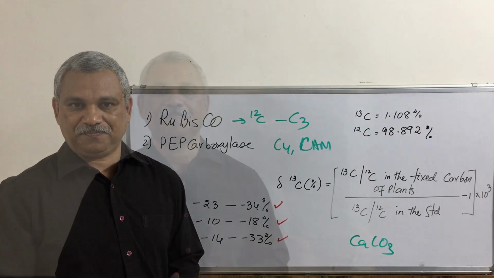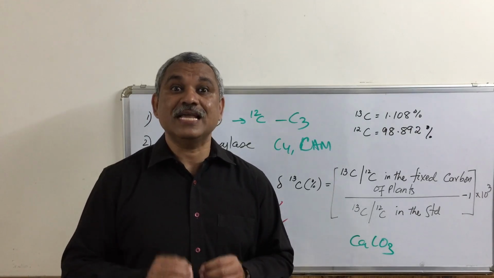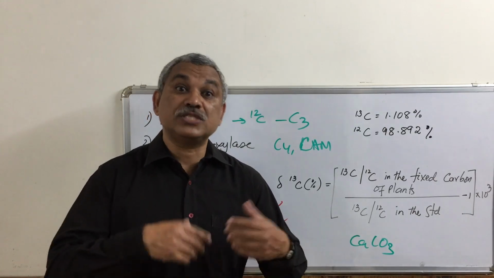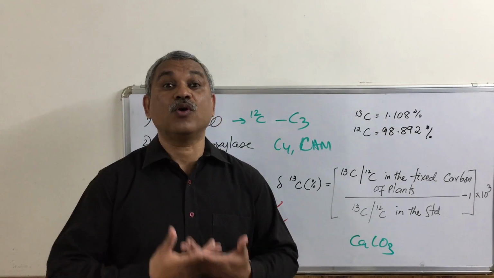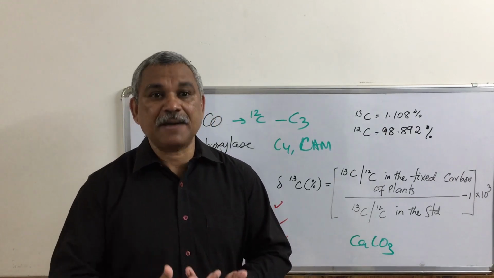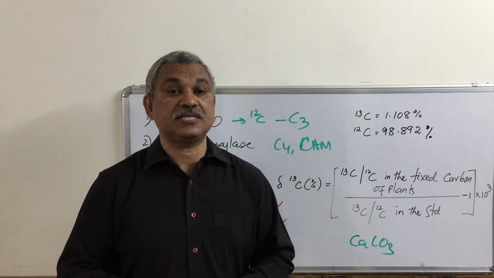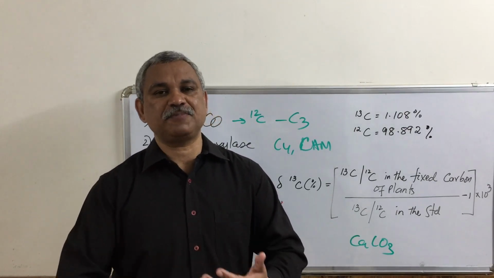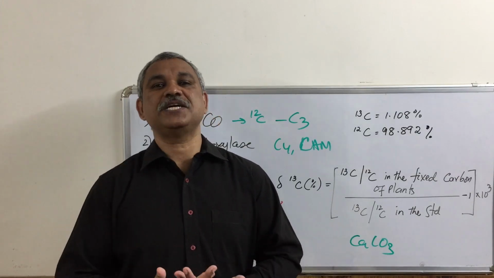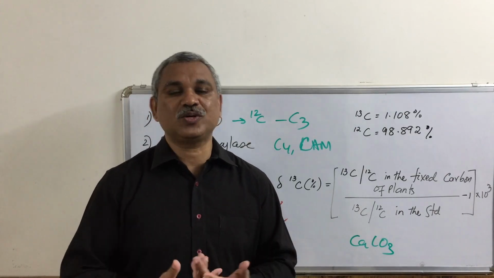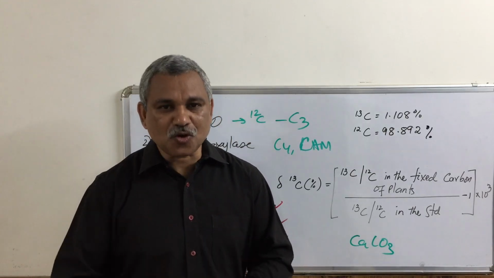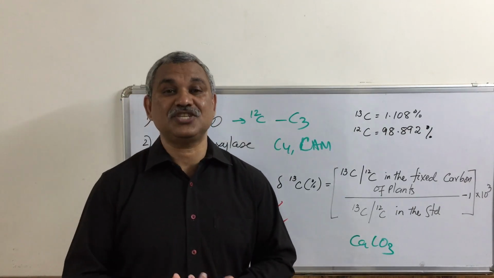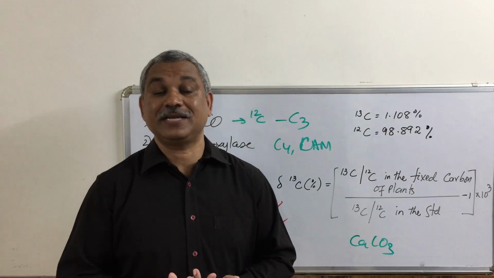What are we learning in this particular video? We looked at the CAM pathway, how certain plants have been modified or evolved in order to adapt and survive in arid conditions where there is a scarcity of water. What kind of metabolic and morphological adaptations they have. And we have also looked at the isotopic studies that have been carried out in order to understand the fixation of carbon in CAM plants.